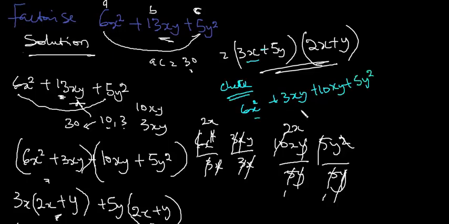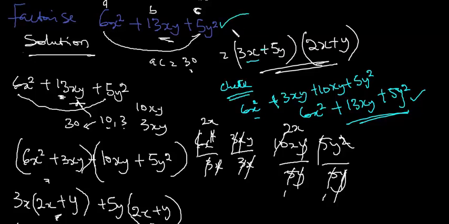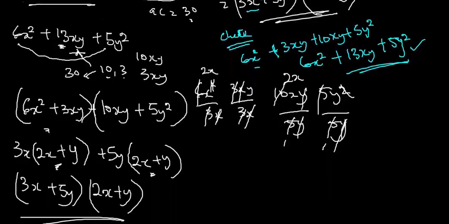Now we have our 6x squared plus 3xy plus 10xy, which is going to give us plus 13xy, plus 5y squared. So when we check what we have here and the question we factorized, we see that it's the same thing. So that shows we got the factorization correctly. We got our answer correctly.